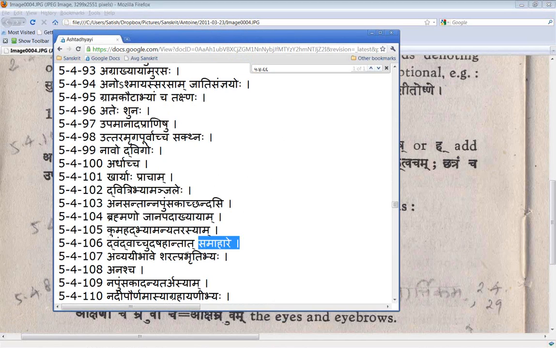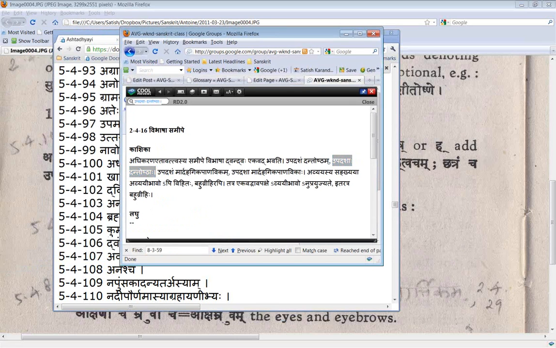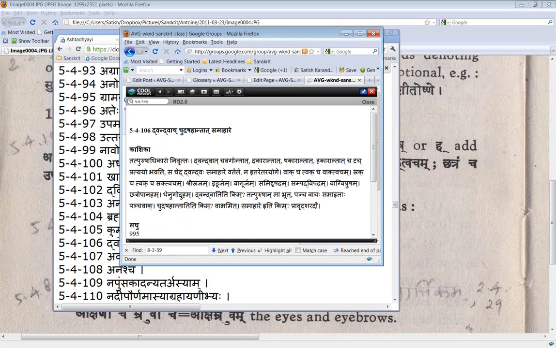Samahare again, only samahare. Cha du shahantat: ending in cha varga, ending in dakara, ending in mudanya shakara or hakara. In that case, what happens here? Let's look at 5.4.106 and see what is happening there. Anuvritti is coming down in 5.4.106. There will be a samasanta pratyaya being prescribed here.